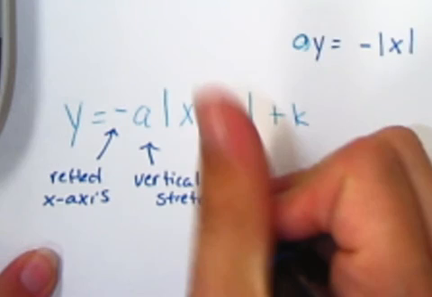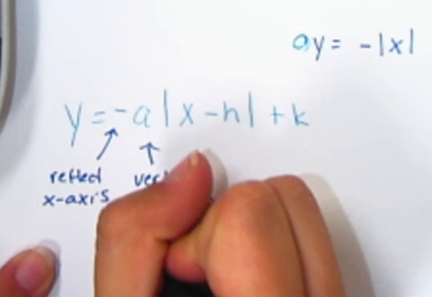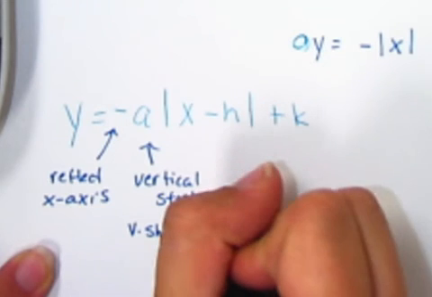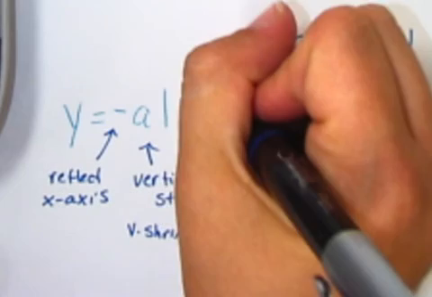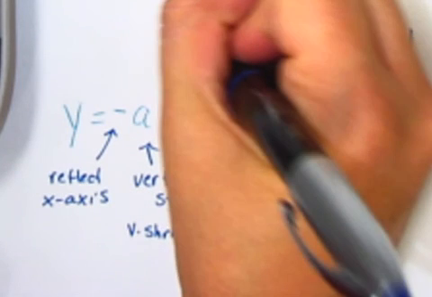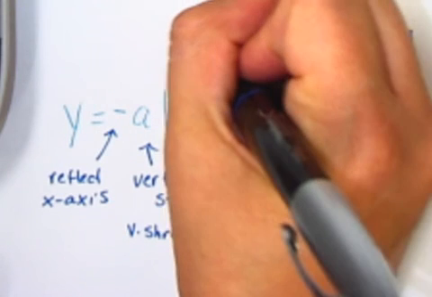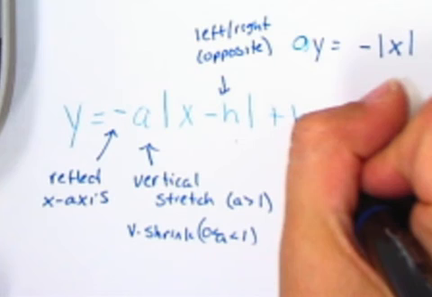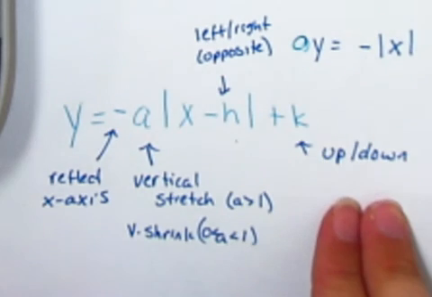So this is a stretch when A is greater than 1. It's a vertical shrink when A is between 0 and 1. Sorry for my chicken scratch. H moves it left and right, always opposite of what you think, so this would be opposite of your intuition, and K moves up and down. If you want to remind yourself that it's the same as your intuition, you're more than welcome to.